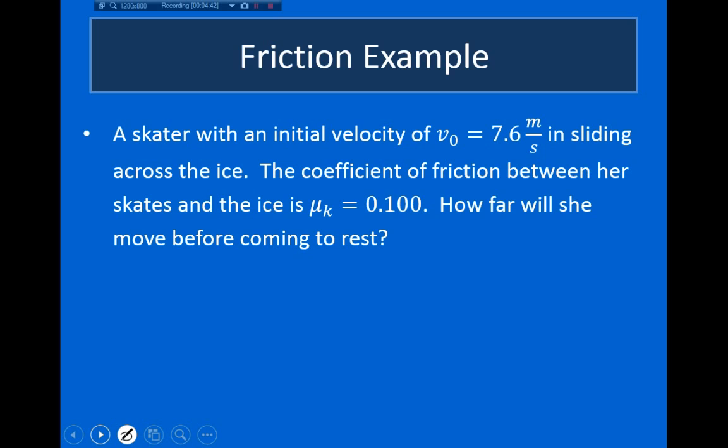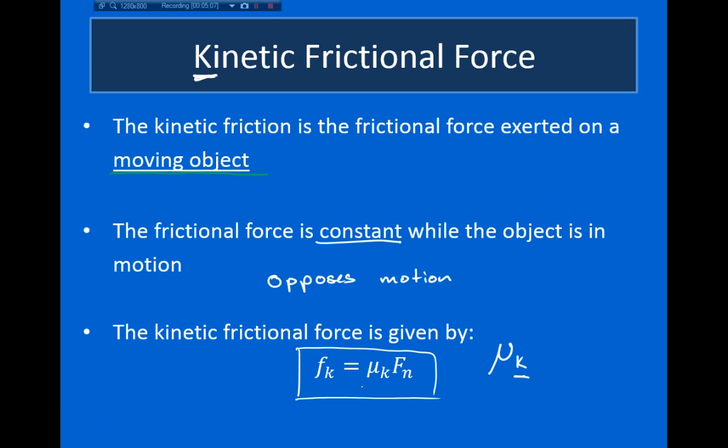So let's work through a couple of simple examples. The first example says, a skater has an initial velocity of 7.6 meters per second and is sliding across the ice. The coefficient of friction between her skates and the ice is 0.1. How far will she move before coming to rest? Actually, before I even solve this problem, I forgot I wanted to do something. Let's look at this formula right here.